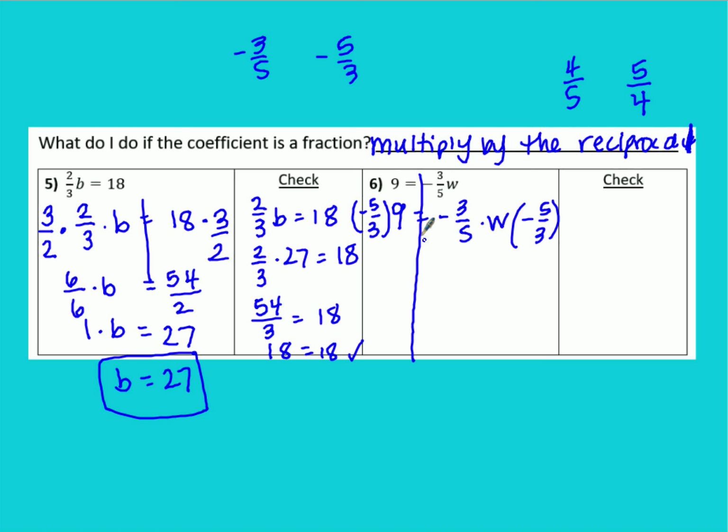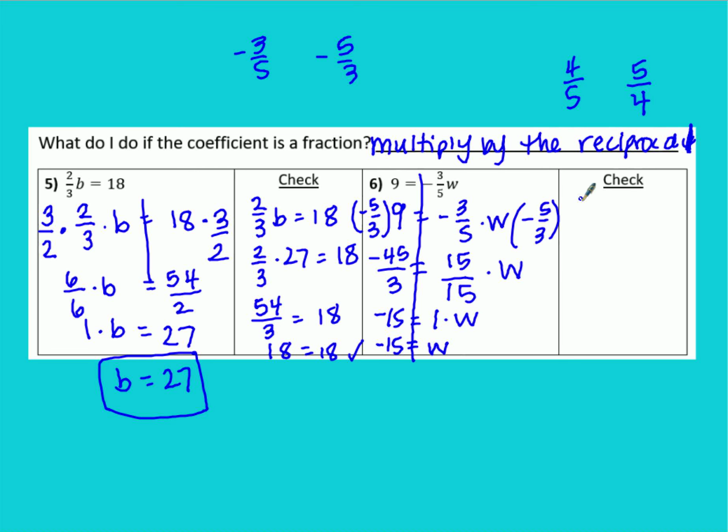So I'm going to work down from each side. So I have negative 5 times 9 is negative 45 over 3 equals negative 3 times negative 5 is 15 over 5 times 3, 15. Still times w there. That w just comes on down. So now I have negative 45 divided by 3, that's negative 15. And then this equals 15 divided by 15 is just 1. So that's 1 times w, which means negative 15 should be equal to w.